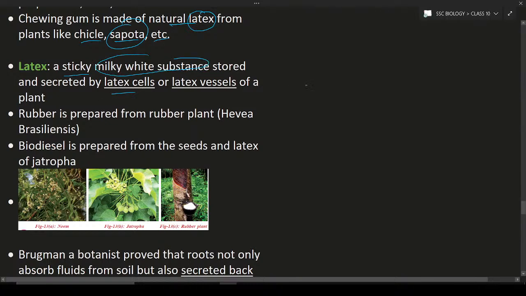Some plants like the rubber plant have special cells. Those cells are latex cells. These latex cells are going to produce latex. From the latex vessels the latex will come. The latex will flow through the latex vessels, and if you cut the plant, if you make small incisions on the branch or the stem and put a small container there, the latex will come and get collected in the container. The latex looks like a milky white liquid. It looks like milk, but it is not milk, it is latex.